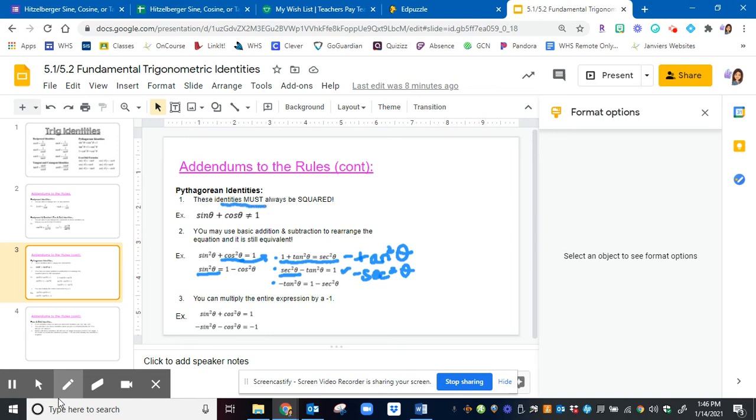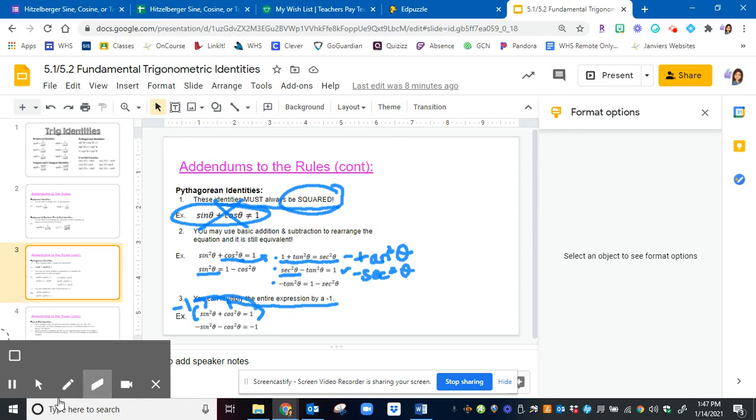Just always know that for the Pythagorean identities, they must always be squared. So like I put right here, this is not equal. This is a no-go. They have to be squared, the sine and the cosine, for all the trig identities in that Pythagorean category. And then last but not least, you can multiply the entire expression by a negative. So for example, if I have sine squared plus cosine squared equals 1 and I need them to be negative, I can multiply the entire expression by a negative as long as it is distributed to every single piece, even across the equal sign.